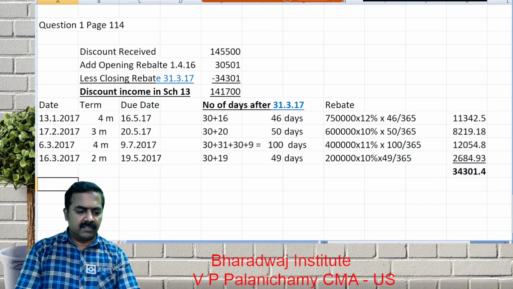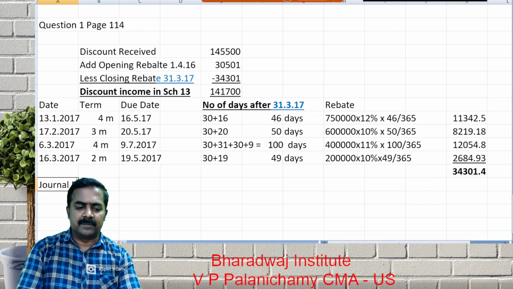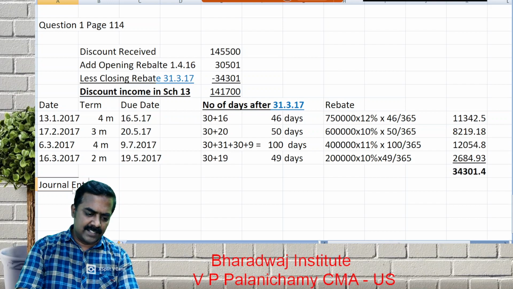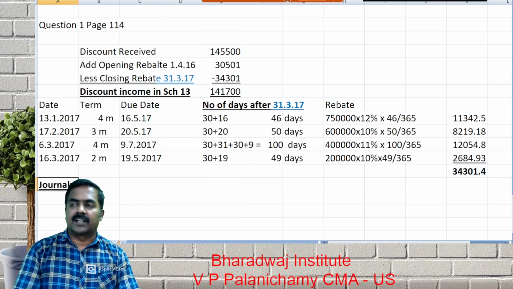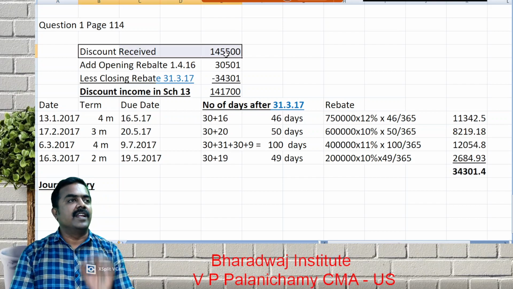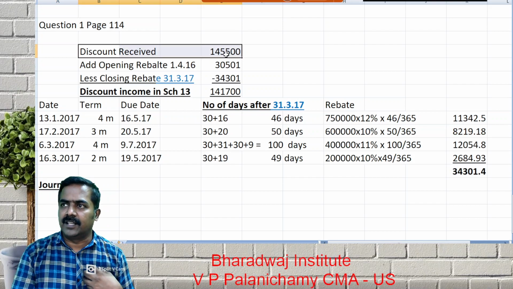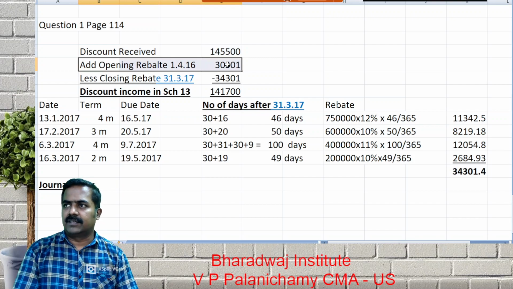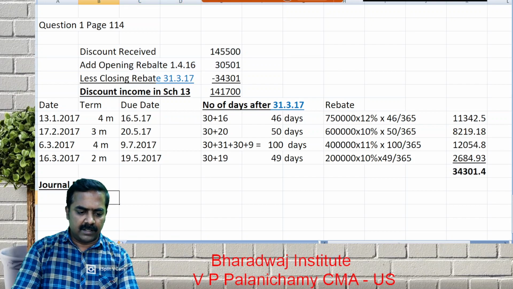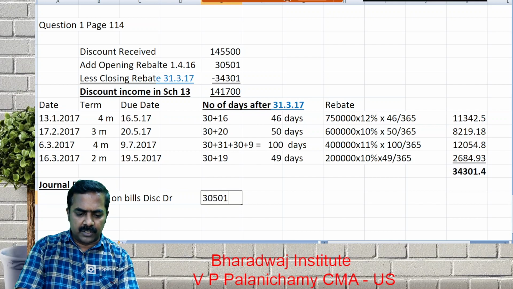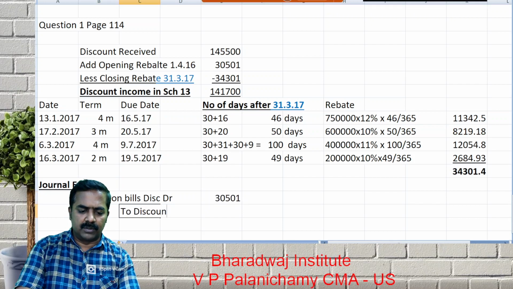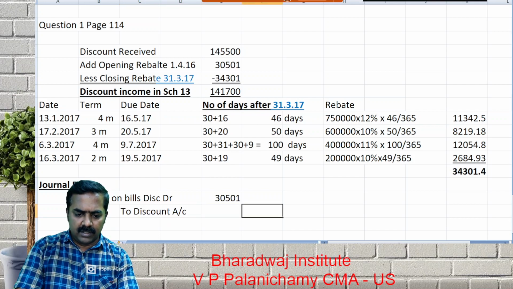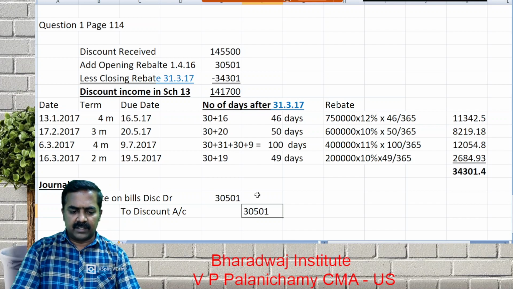Wait. Sometimes they ask for a journal entry, for example. Very simple. Listen, pay attention. Is discount a credit balance or debit balance? Credit balance. Is discount income or expense? Income for the bank. Income will have which balance? Credit balance. We are adding the opening rebate, right? Credit further. Simple. Rebate on bills discounted account debit to discount account. How much is the opening rebate? 30,501 to discount account. What is the discount account? 30,501. This is for the opening rebate.